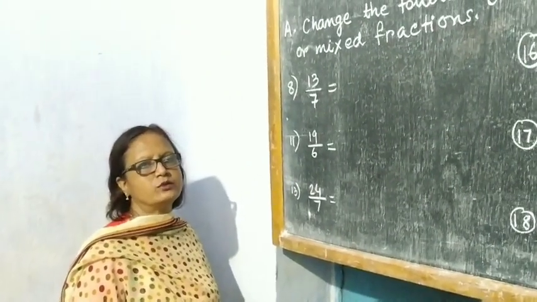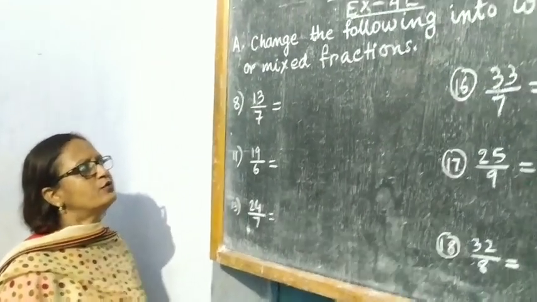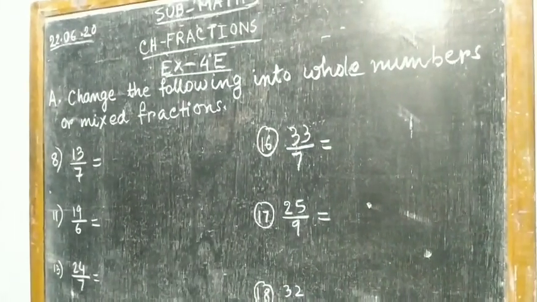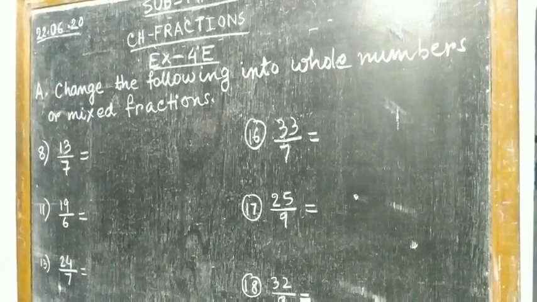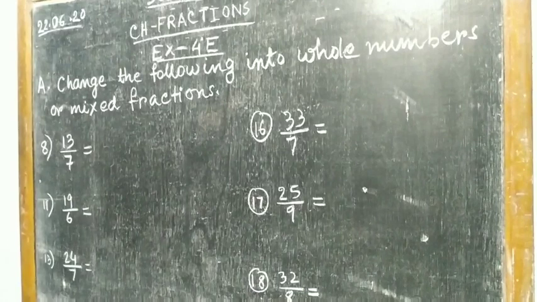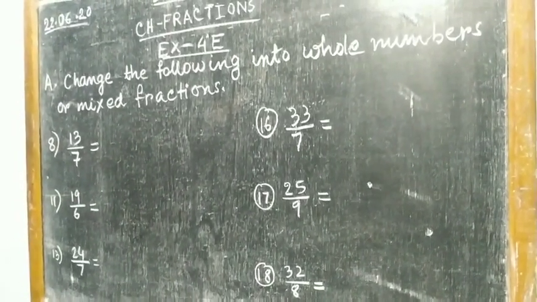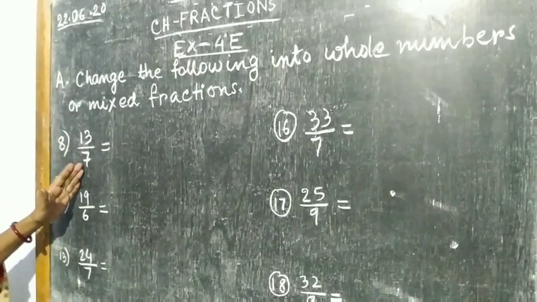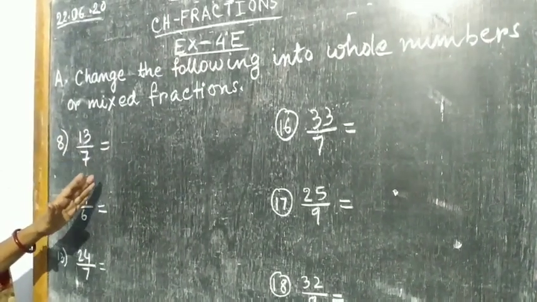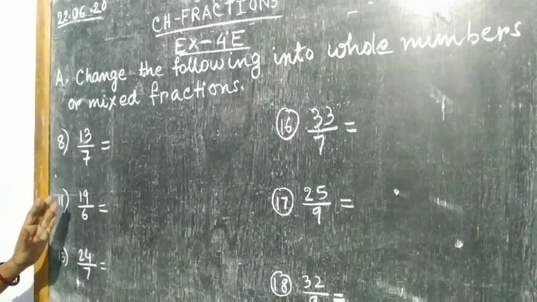Children, now let's do the sums of exercise 14. Sum number A, change the following into whole numbers or mixed fractions. So you have to change 13 by 7 into either a whole number or a mixed fraction.